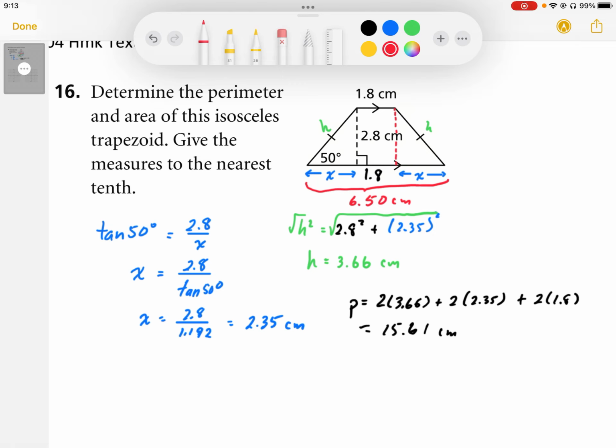Our vertical is 2.8. Since this is a trapezoid, we're going to use the trapezoid formula. The area of the trapezoid is going to be 6.5 plus 1.8, we take the average of those two sides, and then multiply that by the vertical height, which is 2.8. We end up with 11.62, so we'll round that to 11.6 centimeters squared. So that's our area, and our perimeter was 15.6.